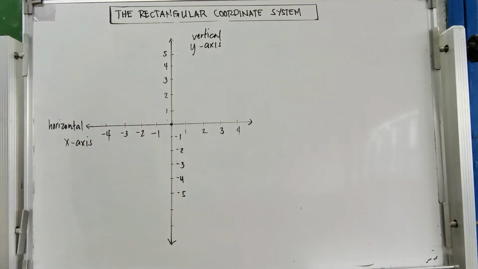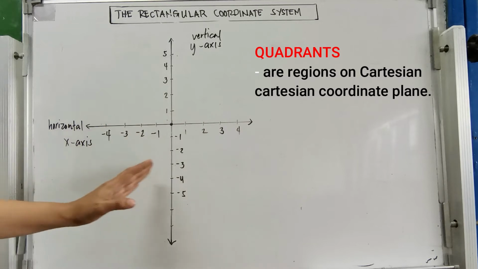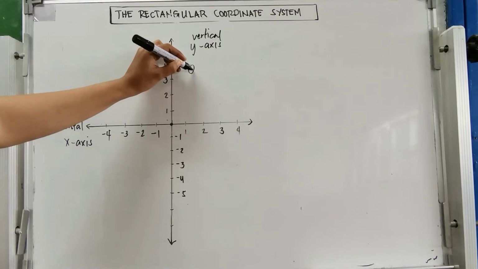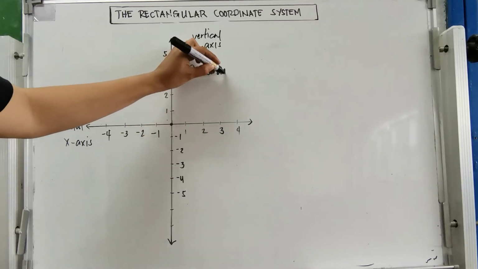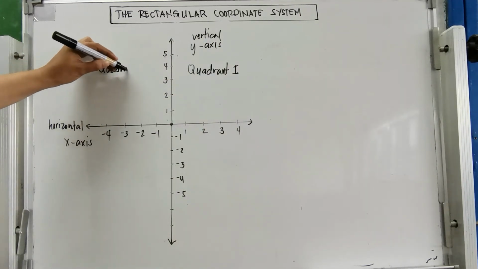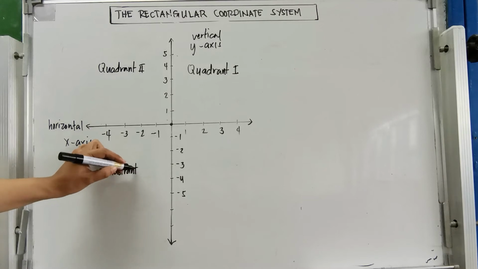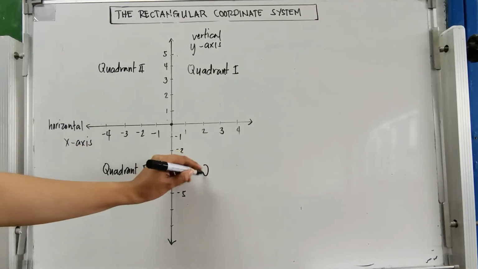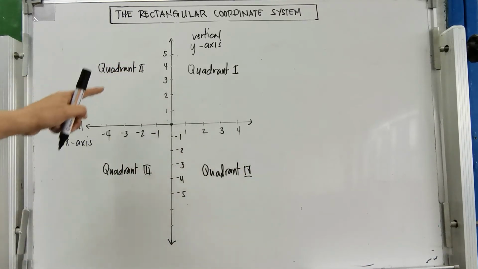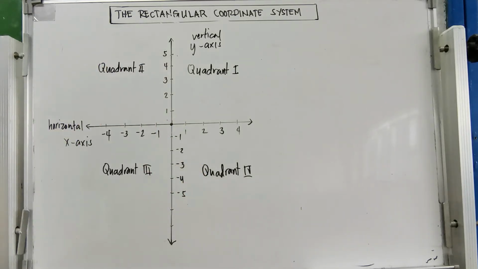So yung regions na yon ay tinatawag natin na quadrants. So since there are 4, so ano-ano yung tawag dun sa 4 regions na yan? We call that as quadrants 1 to 4. So quadrant 1 is located here, and dito naman yung quadrant 2, quadrant 3, and dito yung quadrant 4. So kung titingnan natin yung movement ng pagpapangalan sa region, that is in counterclockwise.